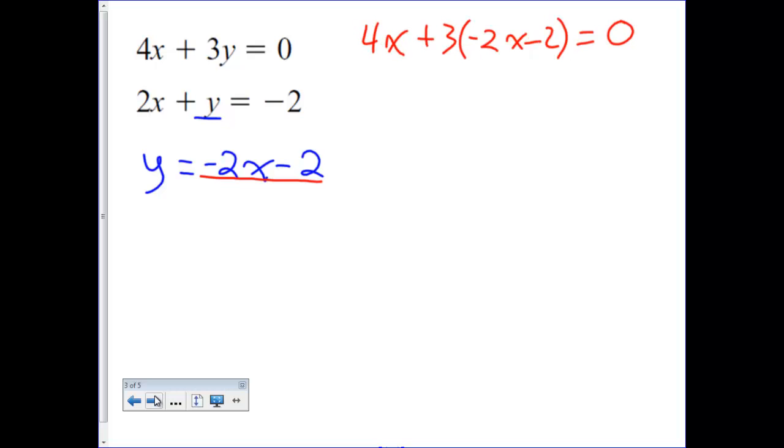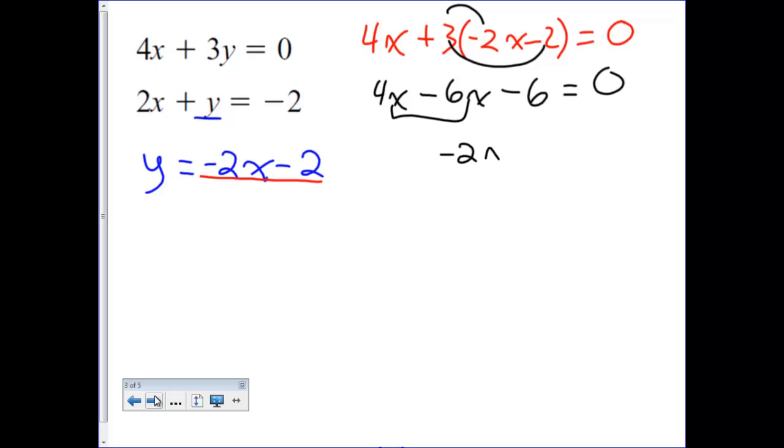I have one variable, solve for the x. This is just a multi-step equation, so I still have the 4x there. 3 times a negative 2x is going to give me a negative 6x, and 3 times a negative 2 is going to give me a negative 6, and that's going to equal 0. Combine the x's. 4 minus 6 is going to be a negative 2. Move your 6 to this side, and that gives you a positive 6 over there. So negative 2x is equal to 6. Divide by negative 2 on both sides, and x equals negative 3. So we have half of our solution, negative 3 for x.